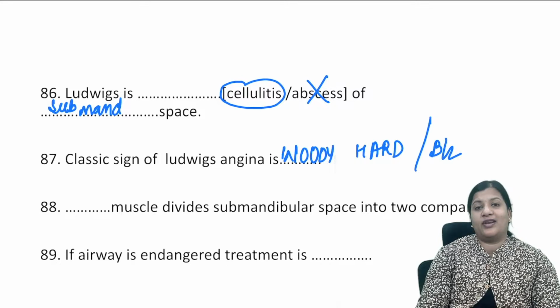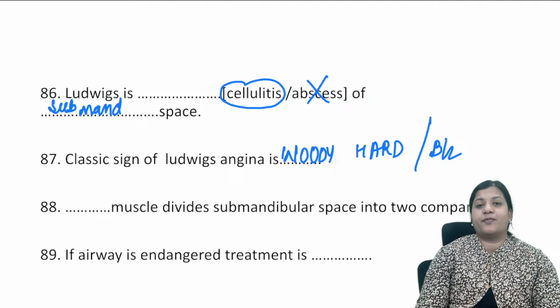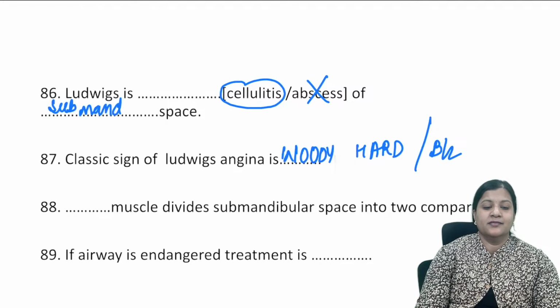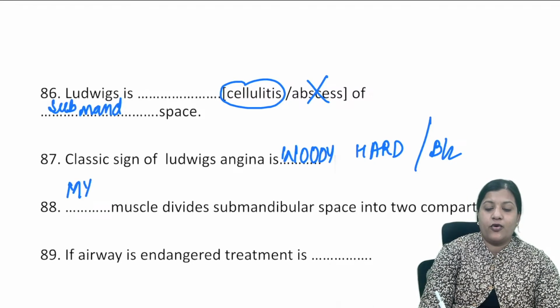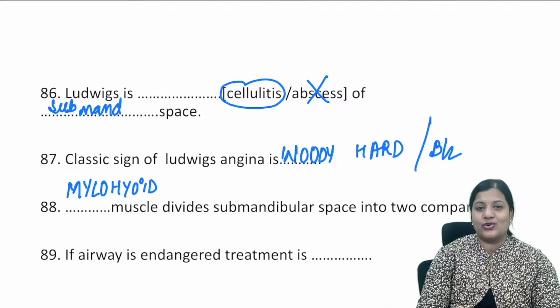It is not unilateral. What muscle divides the submandibular space into two compartments? Which muscle is called the diaphragm of the floor of mouth? Yes, very good. Mylohyoid muscle divides the submandibular space into two compartments.